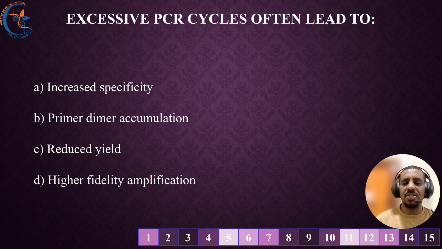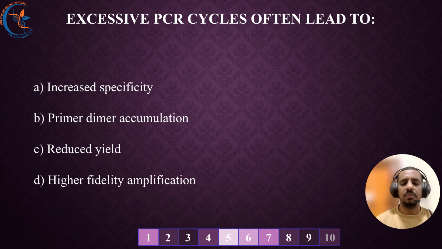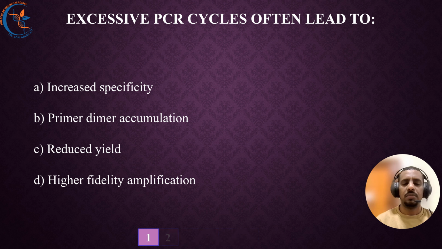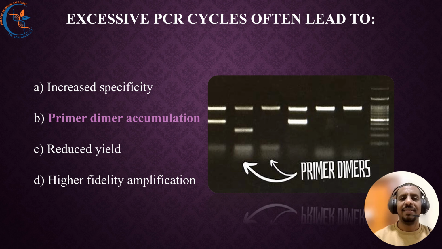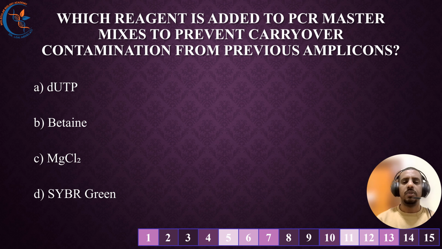Next question. Excessive PCR cycles often lead to what? The correct answer is primer dimer accumulation. As the number of cycles increases, available dNTPs and template become depleted. These create conditions that favor interaction between primers, leading to the accumulation of primer dimers. Alright, let's move on.